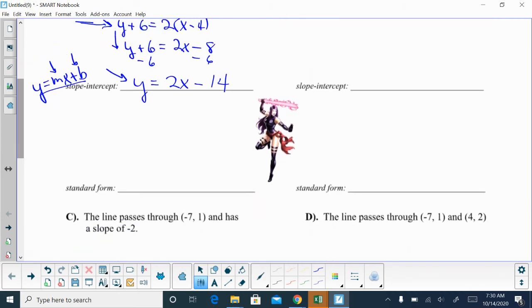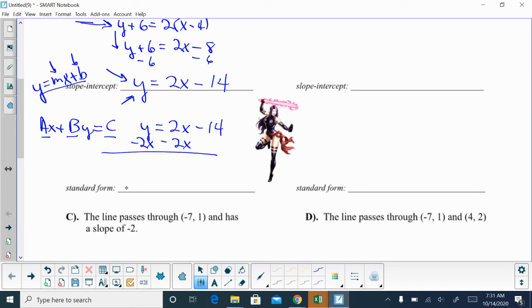Now you might want to remember standard form is ax plus by is equal to c, where a, b, and c have to be integers. No decimals, no fractions. So that means we need to work this equation around so that it's ax plus by equals c. Let me pull this down here so I have a little room to work. All right, we need to get that x term over on the other side. And so when we do that, we have negative 2x plus y is equal to negative 14.